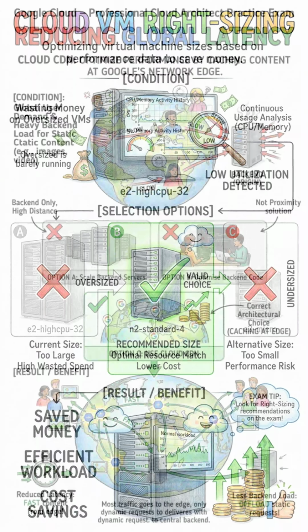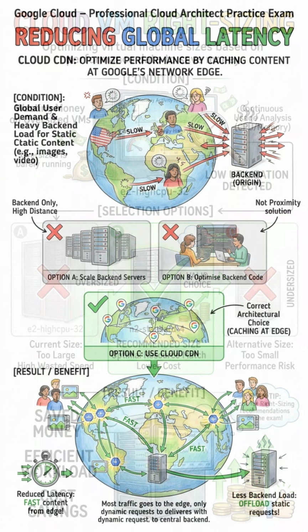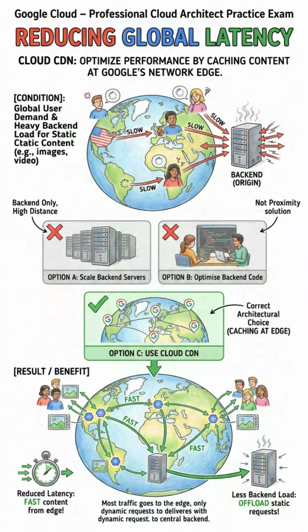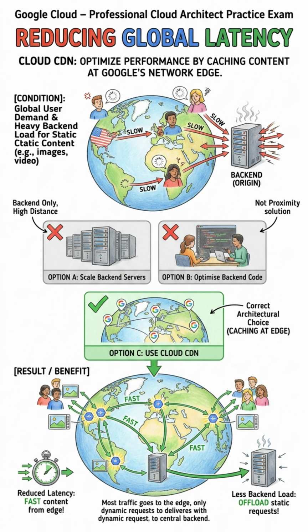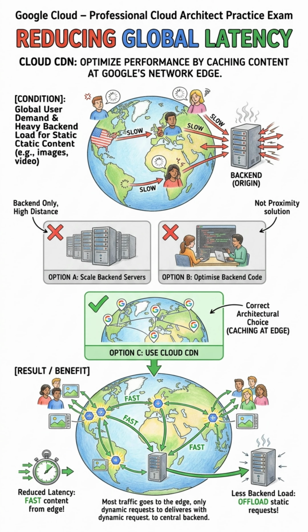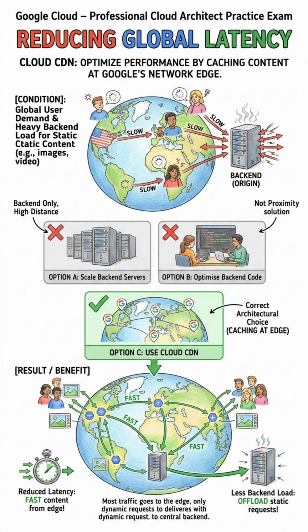Optimizing performance often requires delivering content to your global users faster by utilizing Cloud CDN, which stands for Content Delivery Network. Cloud CDN caches static website content, like images and video files, at the edge of Google's global network so it sits physically closer to your users. When an exam question asks how to reduce latency for a global user base while simultaneously reducing the load on your back-end servers, Cloud CDN is the perfect architectural choice.